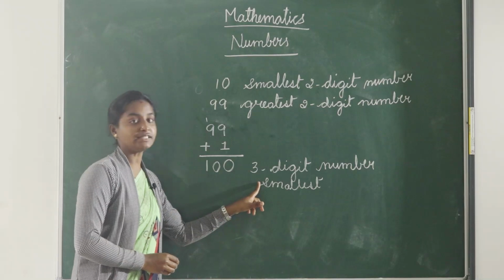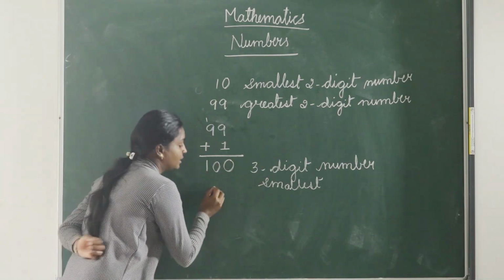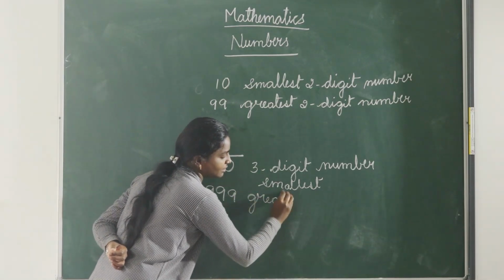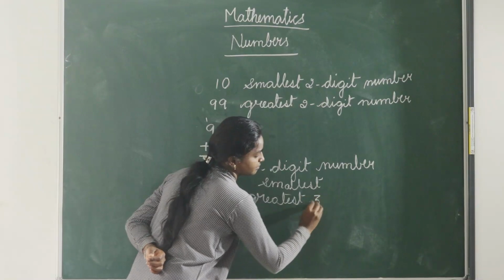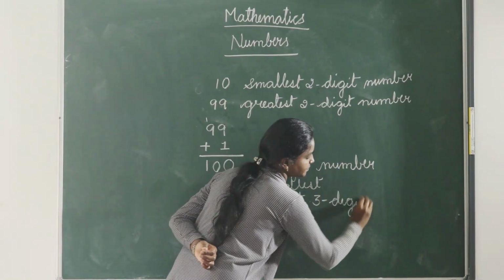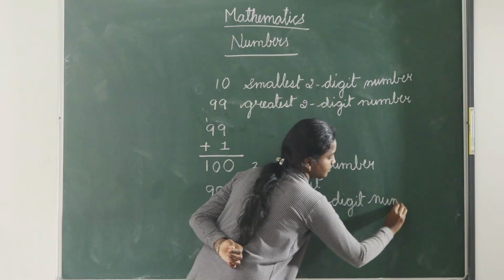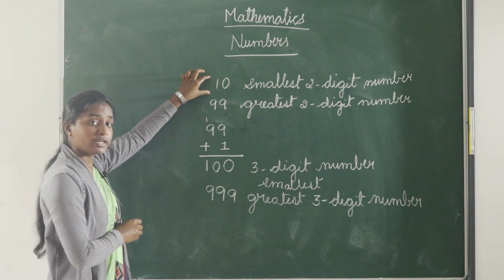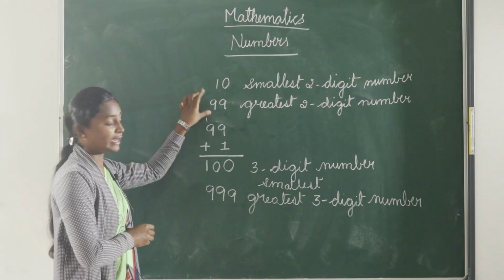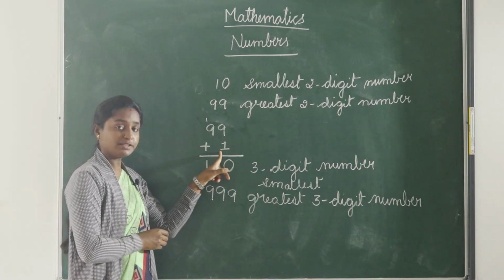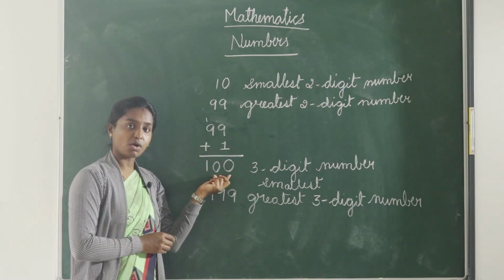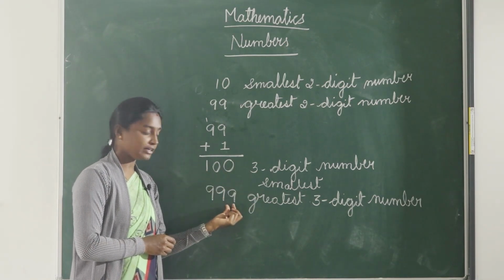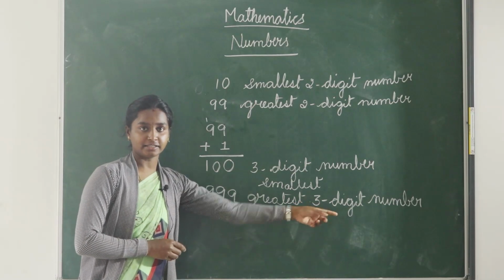It is the smallest 3-digit number, and 999 is the greatest 3-digit number. So here we already learned smallest 2-digit number and greatest 2-digit number. If we add 1 to greatest 2-digit number, we will get smallest 3-digit number, that is nothing but 100, and 999 is the greatest 3-digit number.